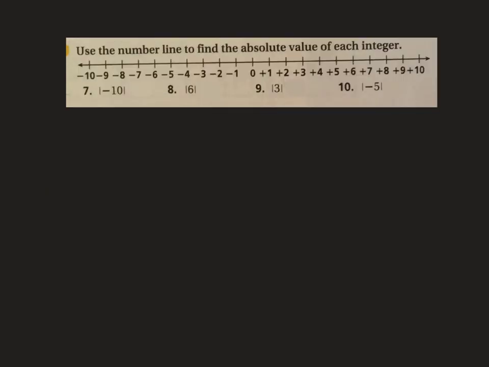Use the number line to find the absolute value of each integer. Okay, so negative 10, if I plot it on the number line here, it is 10. So I'm going to write the absolute value of negative 10 is 10. 10 units away from 0. Absolute value of 6 is 6, because it is 6 units away from 0. The absolute value of 3 is 3, because it is 3 units away from 0. And the absolute value of negative 5 is 5.